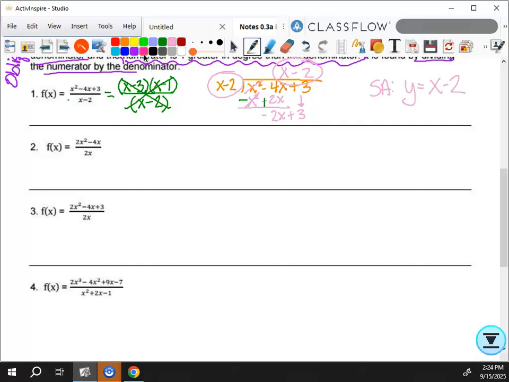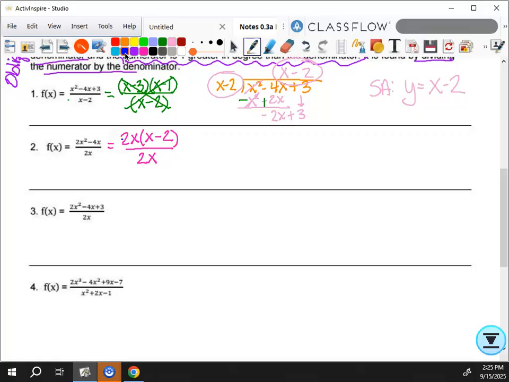Okay, so on number 2, can I cancel out those 2 x's? No, but I can factor. And I get 2x times x minus 2 over 2x. Now can I cancel these?